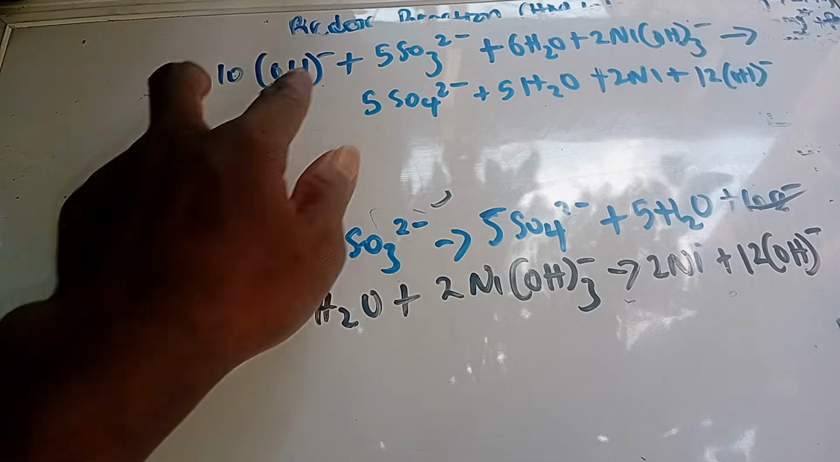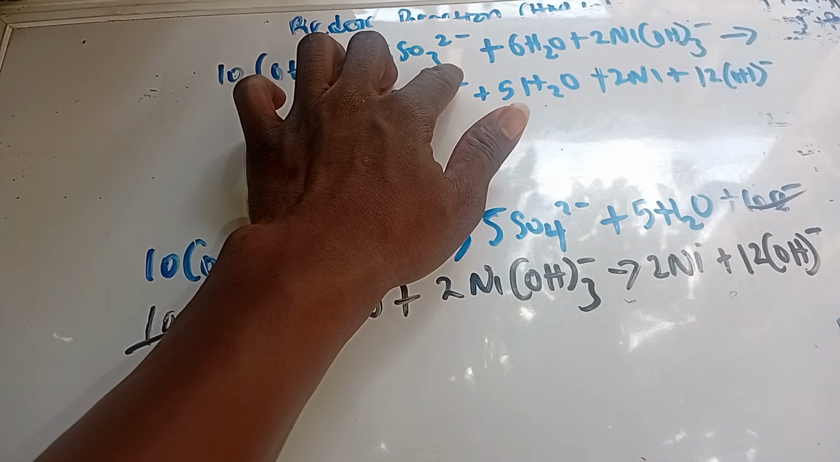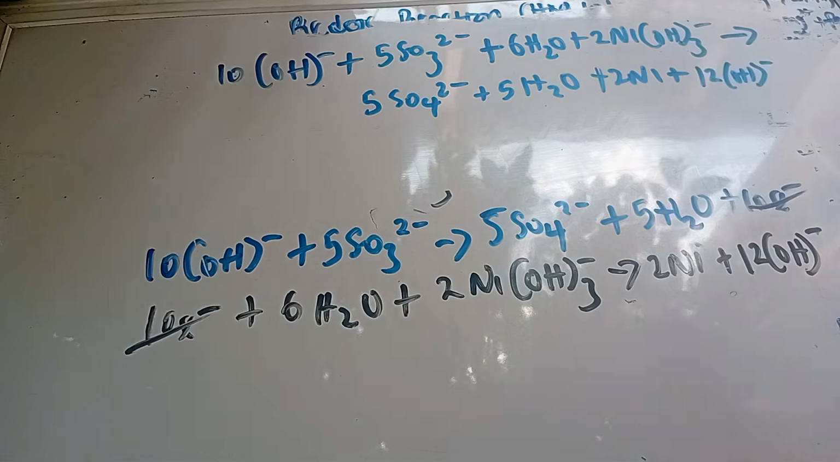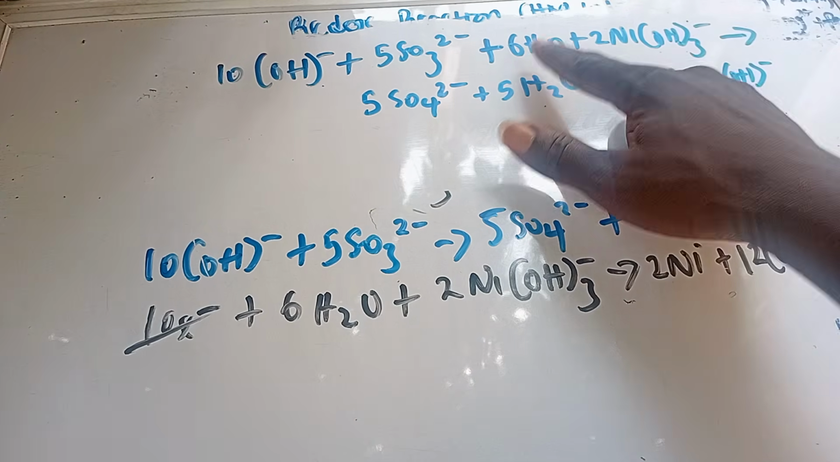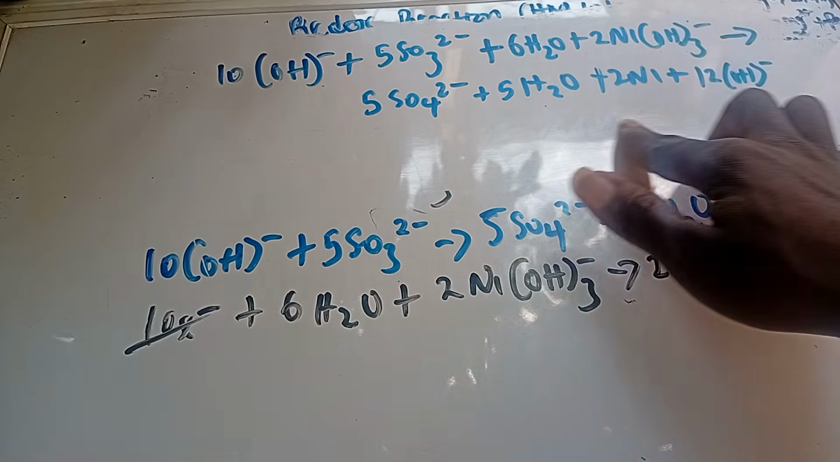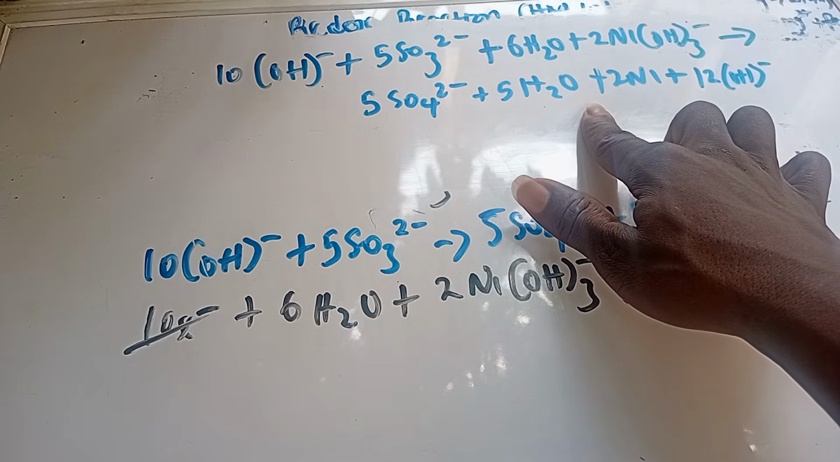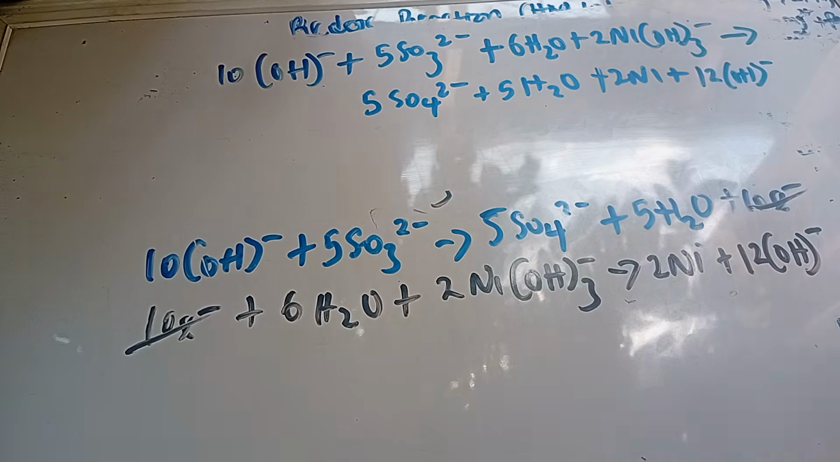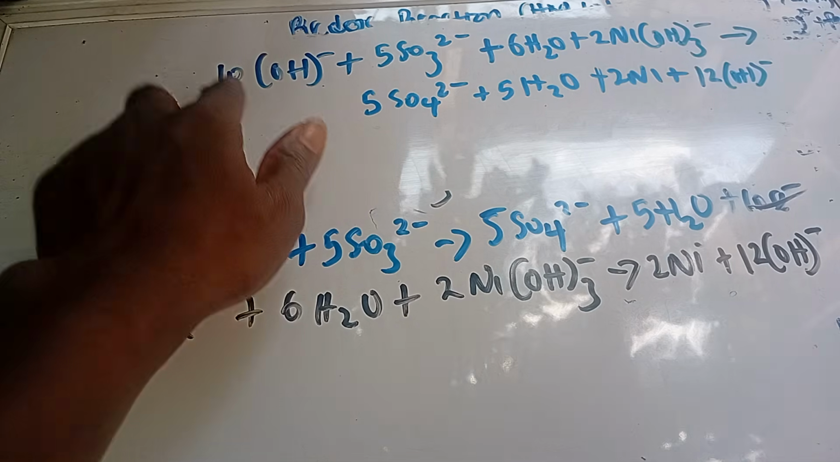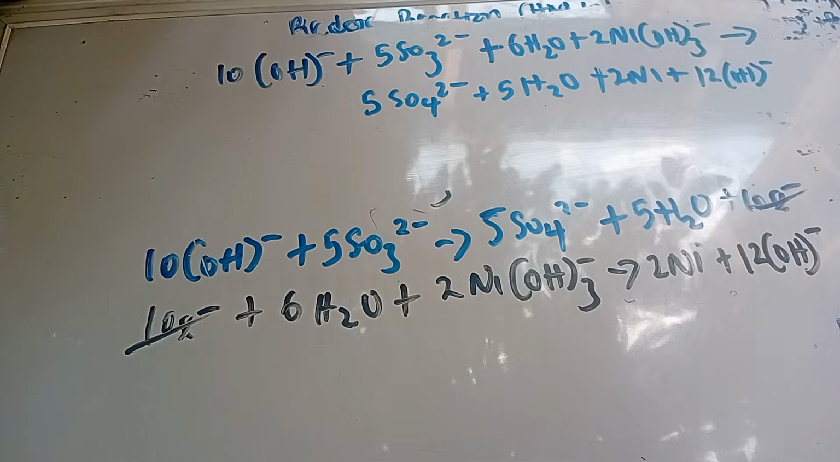Now how many hydroxide do we have here? And how many oxygen do we have here? 10. Here we have 5 times 3, 15, that's 25. Here 6, that's 31. Here we have 2, that's 33. Now let's check the number of oxygen if it's also equal to 33. 5 times 4, 20 plus 5, 25 plus 12. Let's confirm it. This is 10 plus 15, that's 25 plus 6, that's 31.